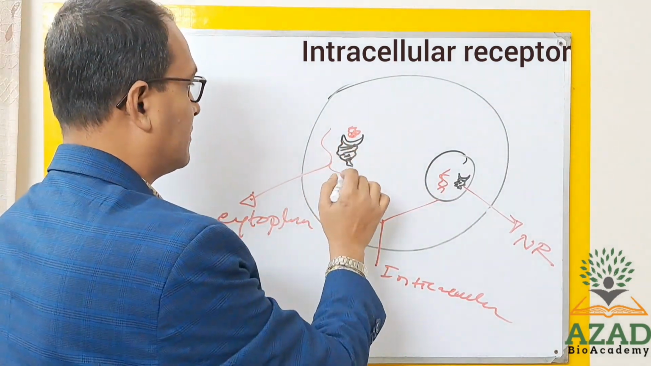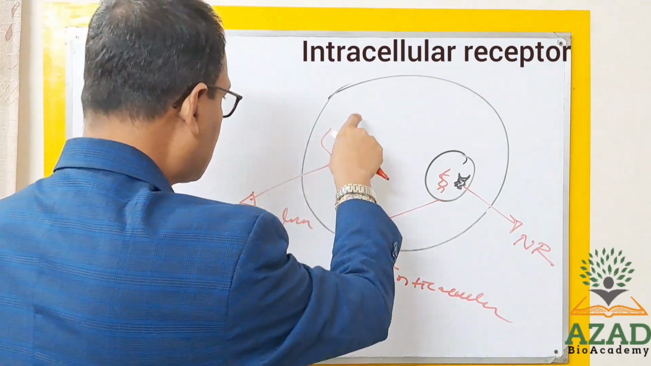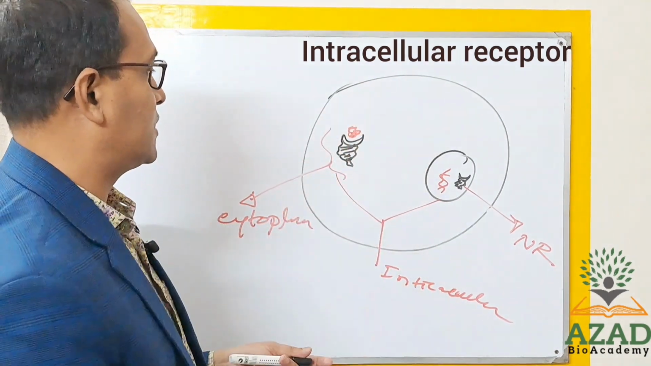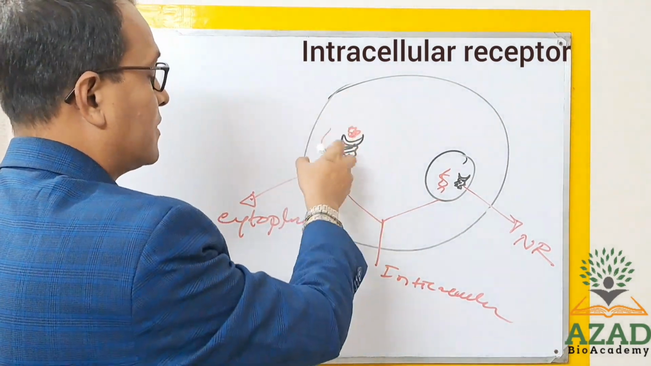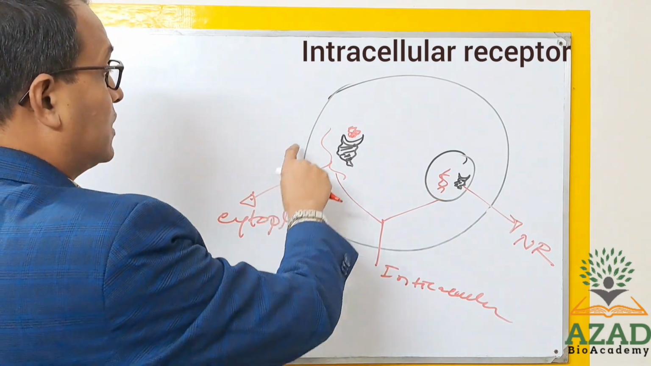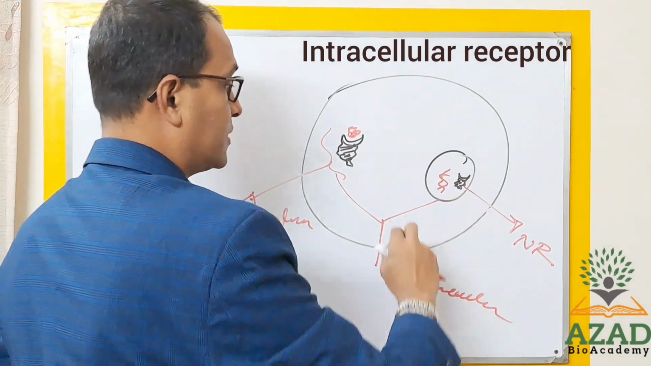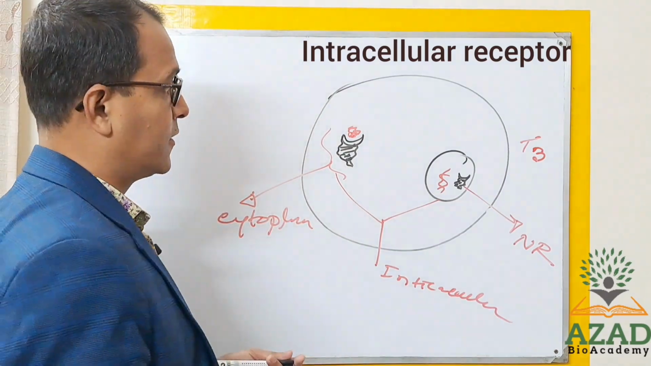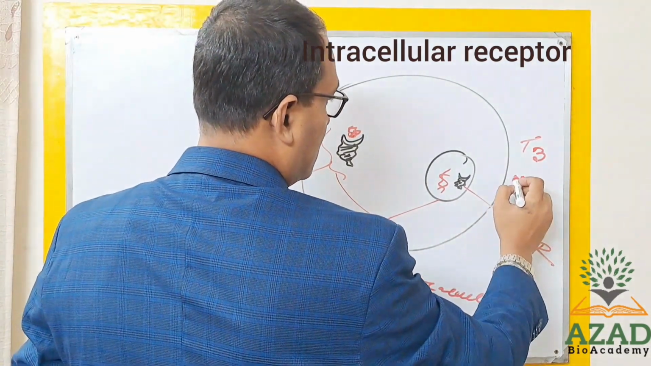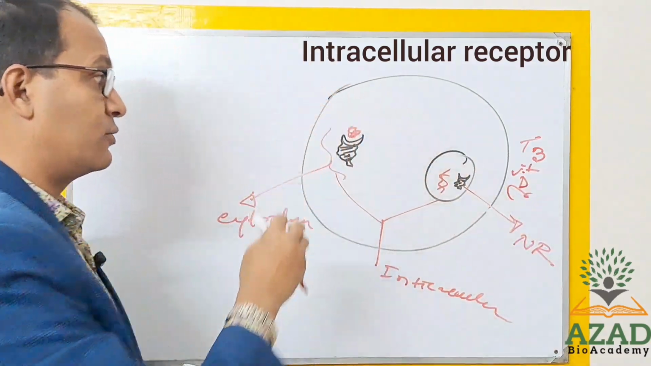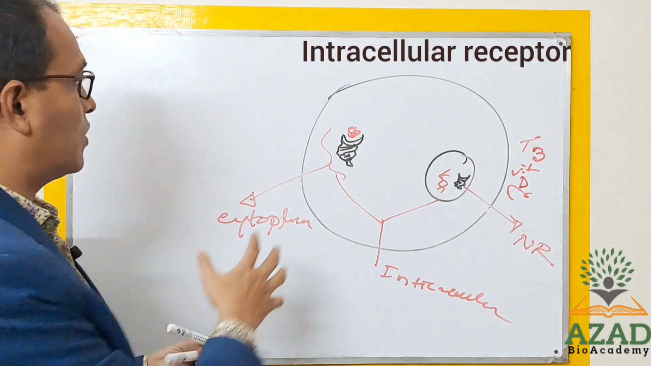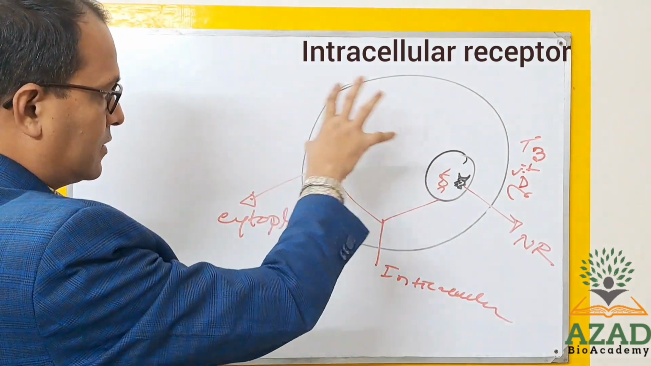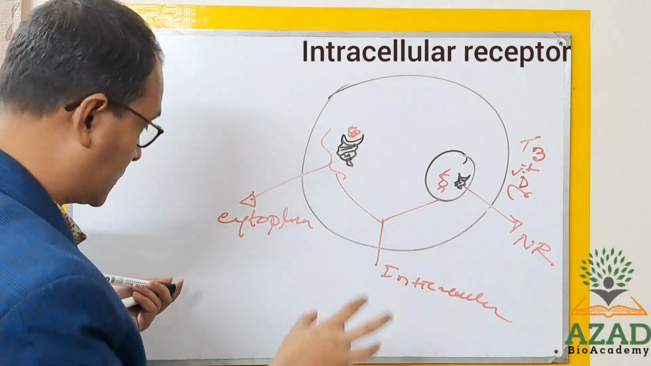If I give an example, cortisol or glucocorticoids, estrogen, and progesterone. These steroidal hormones basically work on the cytoplasmic receptor. And for some nuclear receptors, you can say T3, that is triiodothyronine, the active form of thyroxine, and vitamin D can work on the nuclear receptor. How it will work, and how the cytoplasmic receptor reaches the nucleus, I will explain later in a separate lecture.